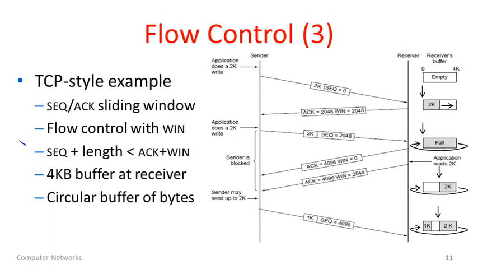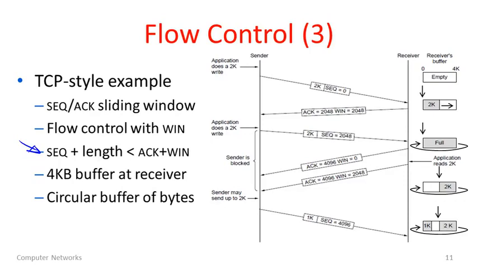And the invariant that we need for flow control is that the byte sequence number plus the number of bytes we carry in a segment needs to be less than the ACK number plus the flow control window. Because if it's larger than that, it may not fit in the buffer on the other side. The receiver here also has a 4 kilobyte buffer, and it's a circular buffer, so the network fills it up round and round and round, and the application reads from the tail end of the buffer going round.